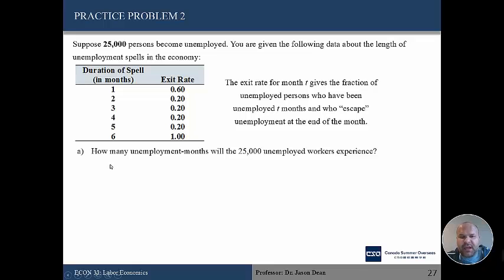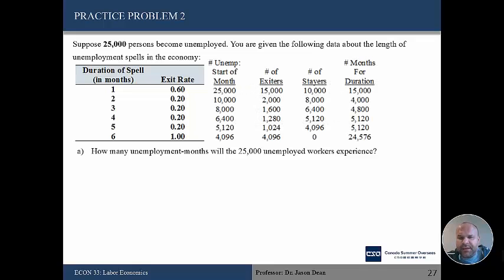So the first question is, how many unemployment months will the 25,000 unemployed workers experience? Okay, well, for this question, it's useful to basically outline what's going on every month in terms of the numbers of people leaving and staying. So at the beginning, there's 25,000 people unemployed. So in the first month, 15,000 will exit. That's the 60% of the 25,000. And the remainder, 10,000, will remain unemployed.